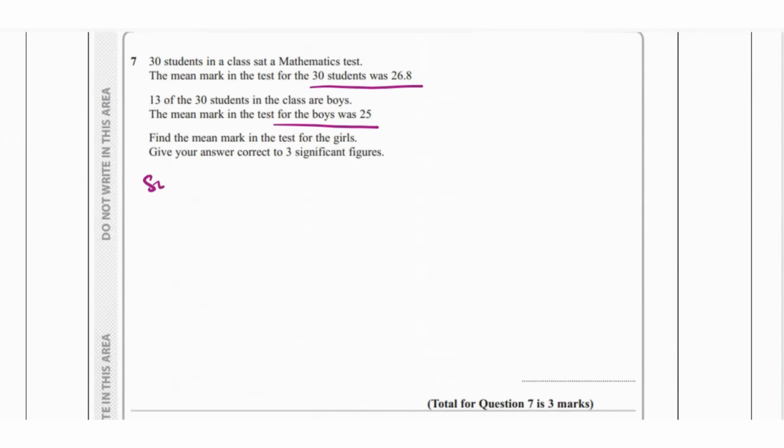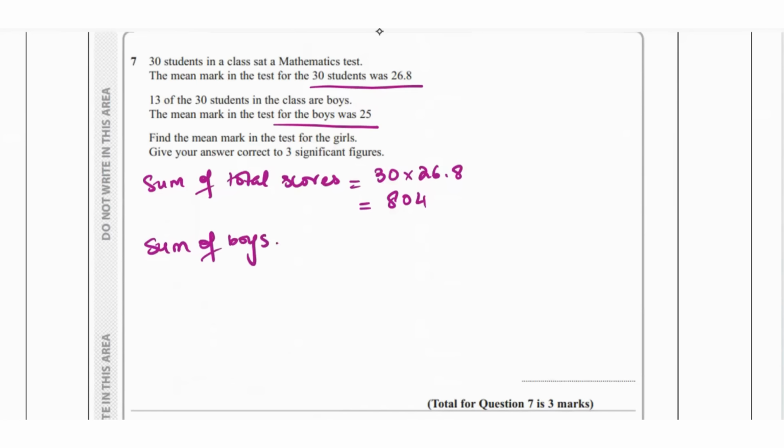So sum of total scores is going to be 30 times 26.8. The mean score is the sum of the scores divided by the total number of tests. So to get the sum, we do the opposite. We times the mean by the total number of students. So for the entire class, it's going to be 30 times 26.8, which is 804. Now for the boys, it's going to be 13 times 25.